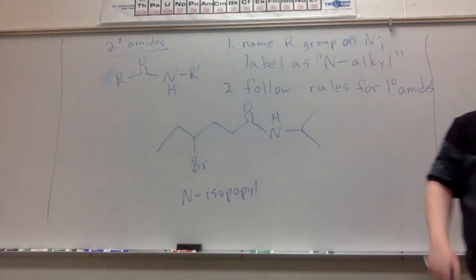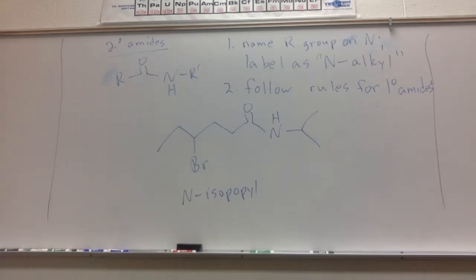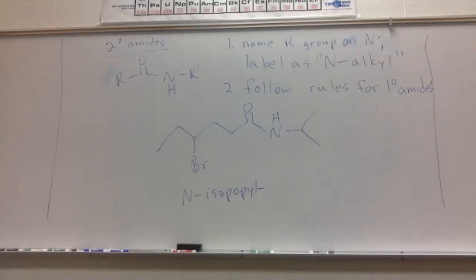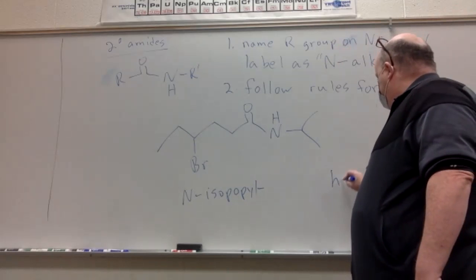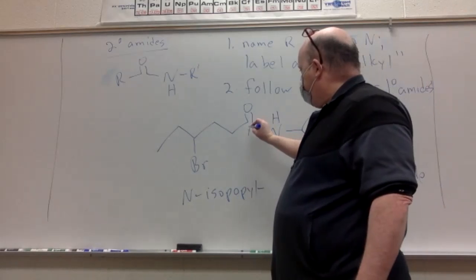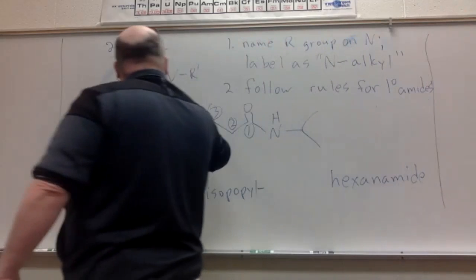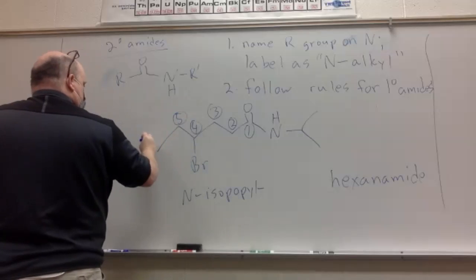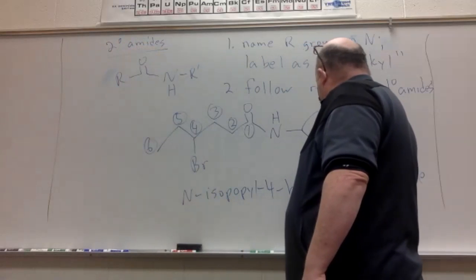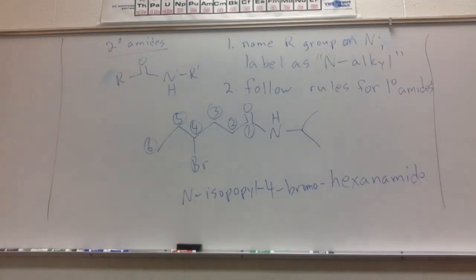And the rest of this, like I said, you can just treat as primary. All right. So what's the parent amide name going to be here? Hexanoic acid, which becomes hexanamide. Very good. And just like before, our carboxyl carbon gets number 1. And we have a substituent at number 4, that's a bromo. So N-isopropyl 4-bromo.